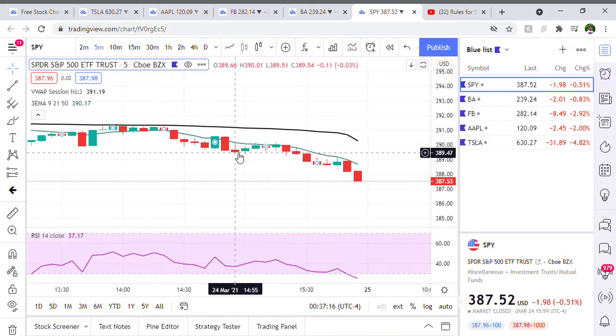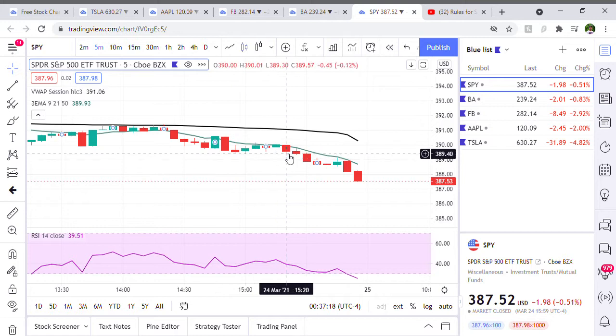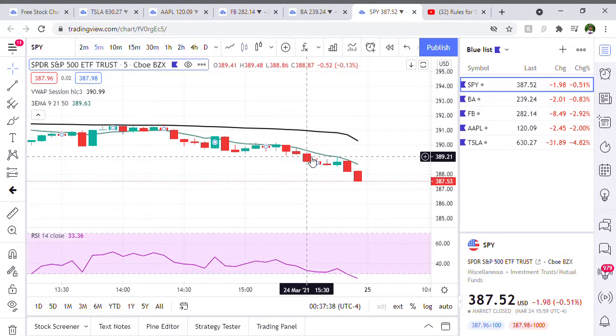My entry should be at 389.20. Do I have an entry here? No. Do I have an entry in this candle? The low is 389.35. No. Do I have an entry in this candle? Yes, you have an entry in this candle because it opened at 389.41 and then it formed a low of 388.86. So you did get an entry at 389.20. We have only 10 minutes, so we'll check only the next two candles.